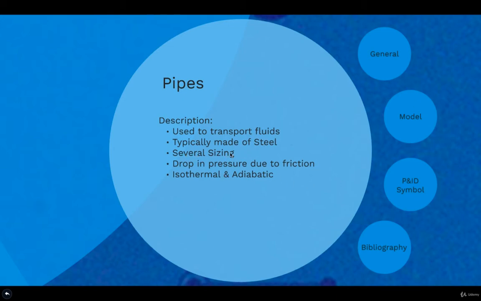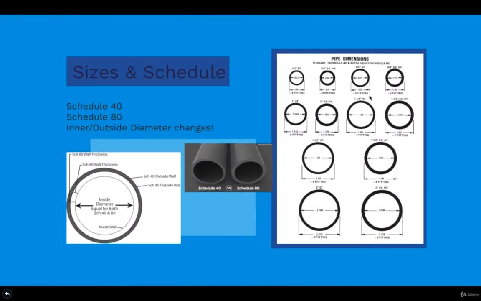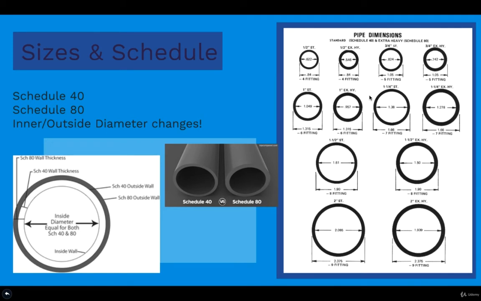They have several sizing, and the important part right here is that they will have a dropping pressure. So we need pumps in order to counterbalance this dropping pressure. We got plenty of transport, either isothermal flow, adiabatic, and so on. So in general, we got several sizes and schedules. Right here we got schedule 40 and schedule 80, which are the most common ones.